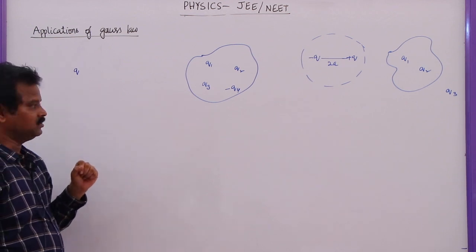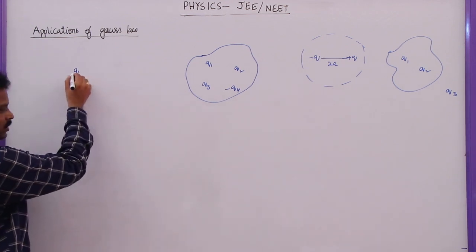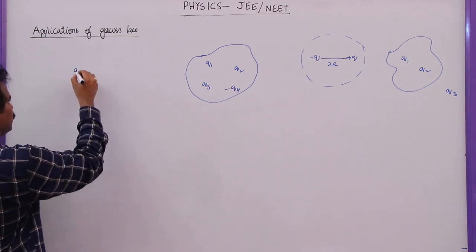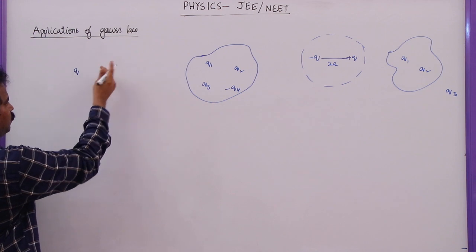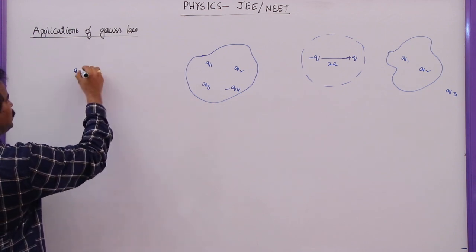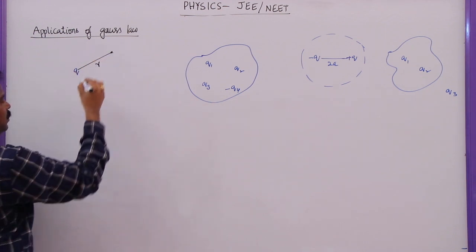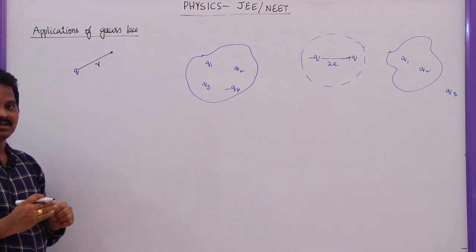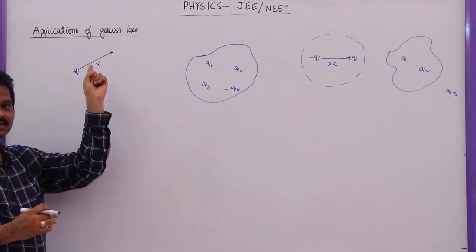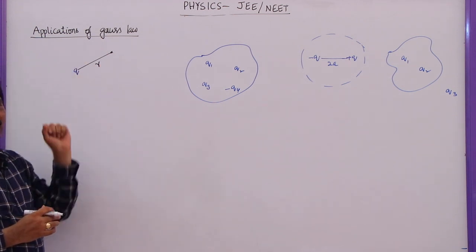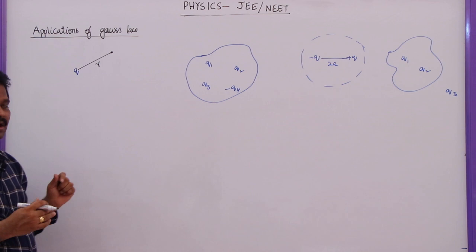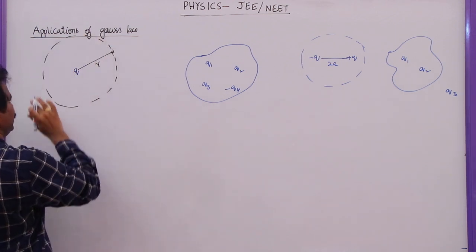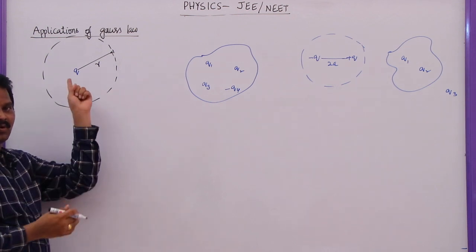Applications of Gauss's law. If you consider a small charged particle, a point charge, now we wish to find the electric flux due to this charge at some distance. Take the distance as r. By taking this point, construct a Gaussian surface such that the closed surface encloses this charge. It is possible here: if you construct a spherical Gaussian surface, then the sphere will enclose the entire charge here.